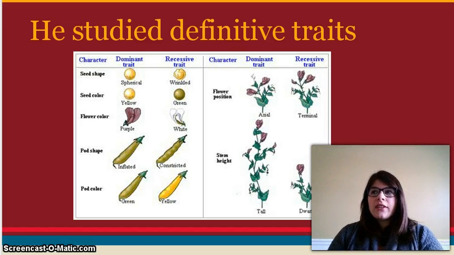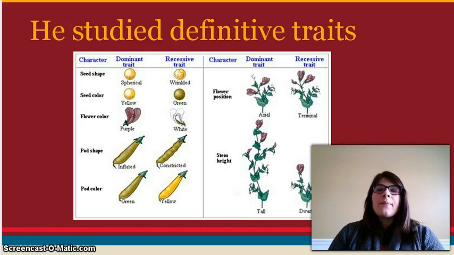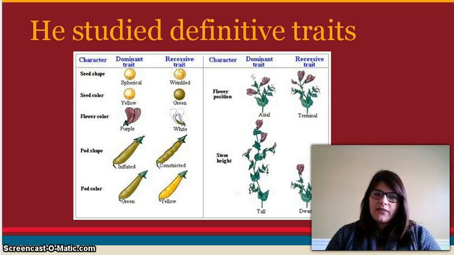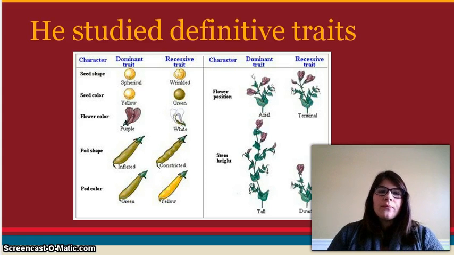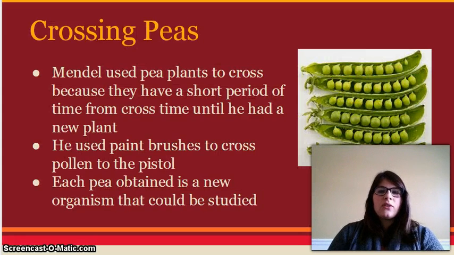When we get further into our studies, we'll talk about genes that are traits that need more than one gene, but right now we are only talking about definitive traits. So for Mendel, he crossed peas. He used pea plants to cross because they have a short period of time from cross until they had a new plant. He needed something fairly simple that he could cross very easily, and he could see the reproduction.